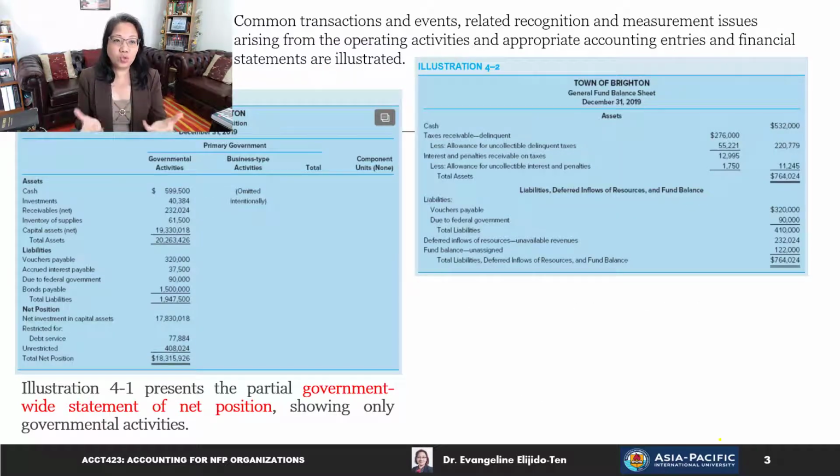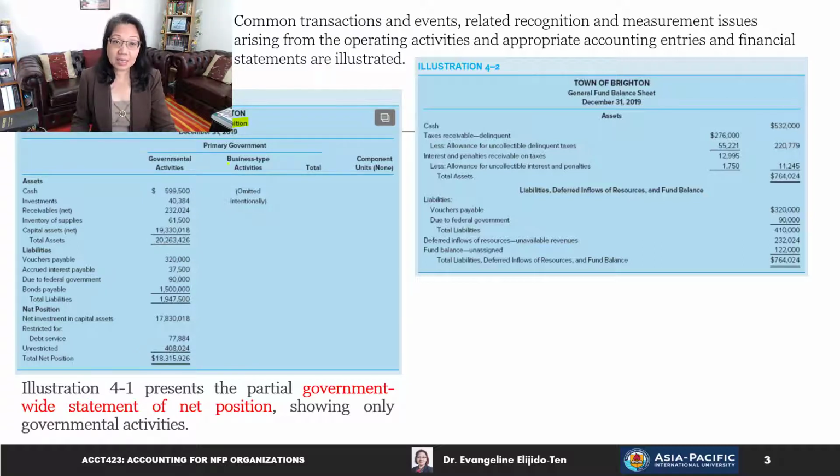Firstly, I'd like to introduce you to the town of Brighton. This is the illustrative example that we will discuss for the entire Topic 3 lecture. So the common transactions and events that relate to the recognition and measurement issues arising from the operating activities and the appropriate accounting entries as well as financial statements are illustrated from the town of Brighton. You will see in this slide illustration 4-1, which shows the statement of net position, also known as balance sheet, for the town of Brighton.